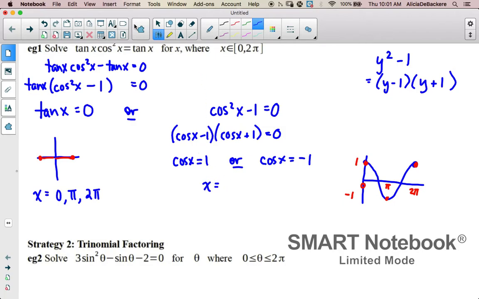X then, for positive 1, x can be 0 or 2 pi. And for negative 1, x can be pi. Now I'm going to summarize what I found here, and I'm going to use a solution set. So I'm using set notation in my answer. Therefore, what I've figured out is that x belongs to the set, and there's actually only three possible answers: 0, pi, and 2 pi. These were all repeated on both sides, so I don't need to list them twice when they're repeated.